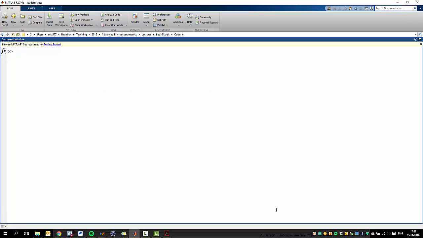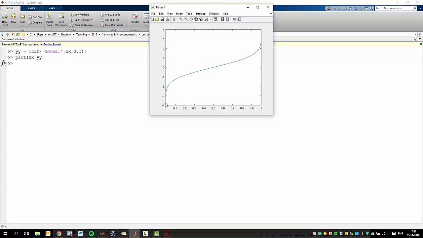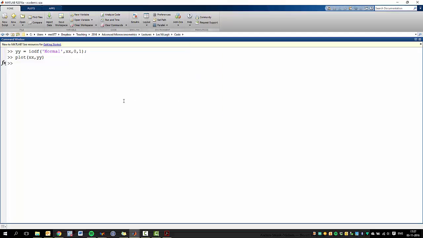Then let's create some y values which we want to be the inverse normal. We can use the function ICDF, the inverse CDF of the normal distribution, evaluated at xx, with 0 mean and unit variance. Now we can plot xx and yy, and this is what they look like. This is the inverse normal CDF. You can see that it maps the interval from 0 to 1 over to the range from about -3 up to +3.